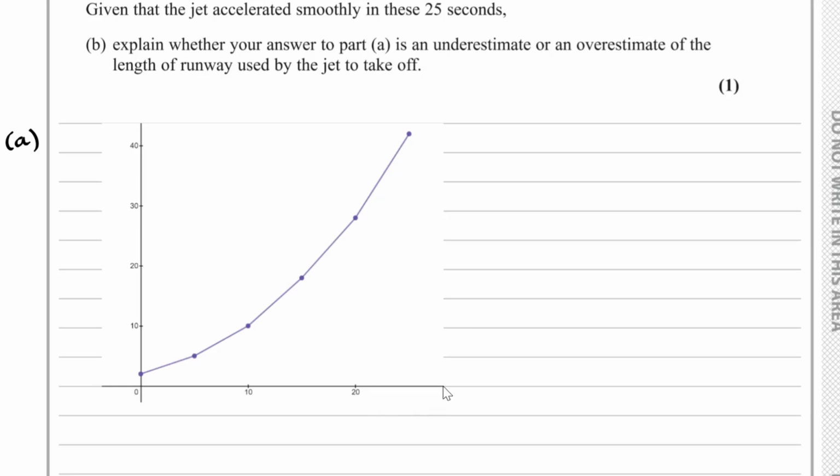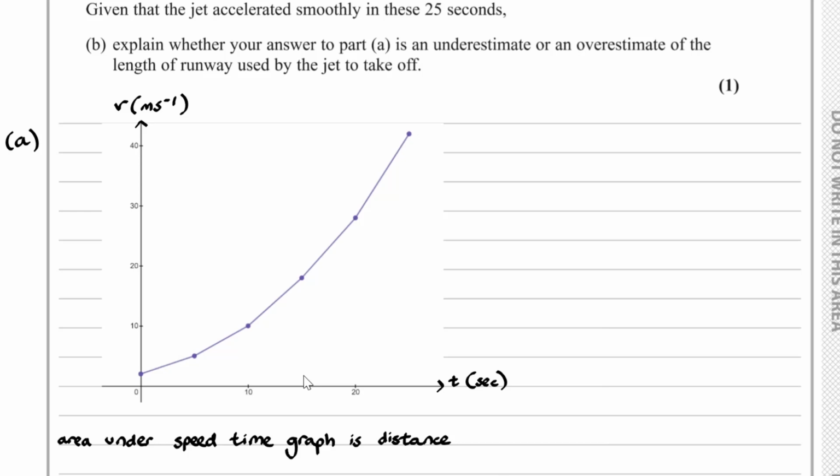Along this axis, we have the time in seconds, and along this axis we have the speed in meters per second. You'll notice over here we have a speed time graph, and the area under a speed time graph is the distance. Let's just write that down. So the area under a speed time graph is the distance. Now, what we have over here is various different points which are connected together.